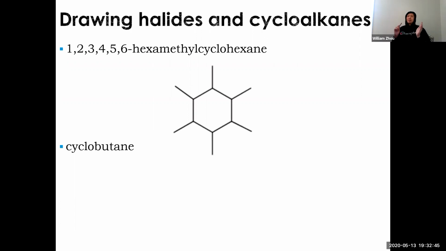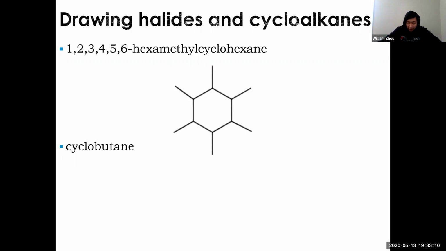All right. You have to specify 1, 2, 3, 4, 5, 6. You cannot just say hexamethyl cyclohexane, because hexamethyl, 6 methyls, doesn't have to mean one methyl on each carbon. You can have 2 methyls per carbon. So you do have to specify you have 1 on each, 1, 2, 3, 4, 5, 6. Okay, that's all you have to draw.